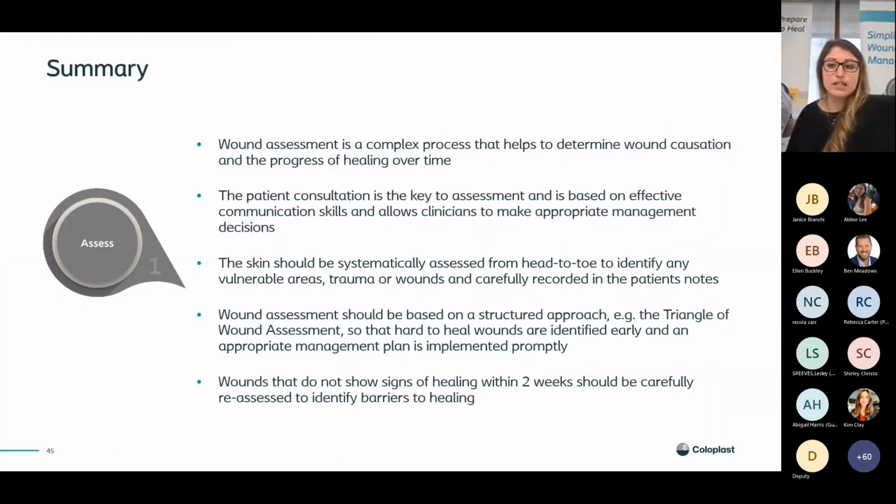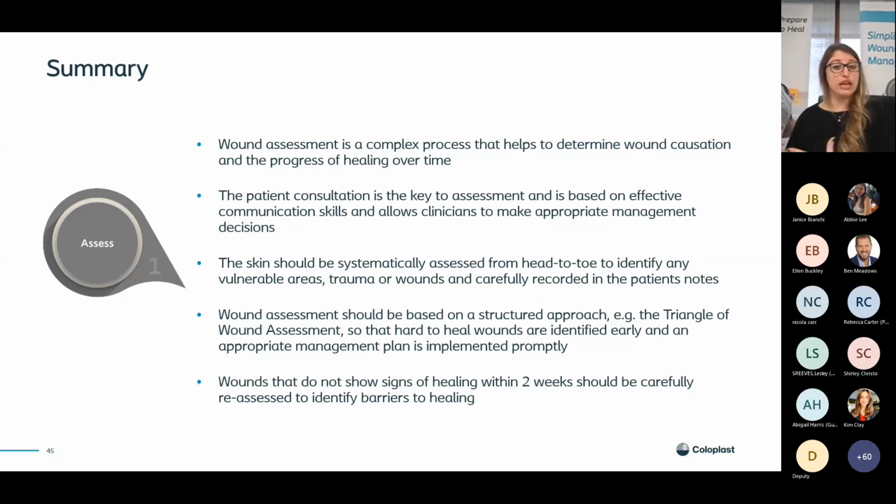So we're coming towards the end of this webinar now. And just to summarise what we've talked about today, wound assessment is a very complex process. It's not simple, but we can make it simple by following assessment plans, the triangle of wound assessment. They can really help you to structure your approach to wound assessment. But also, it's a very simple step to follow, and it's easy to remember.